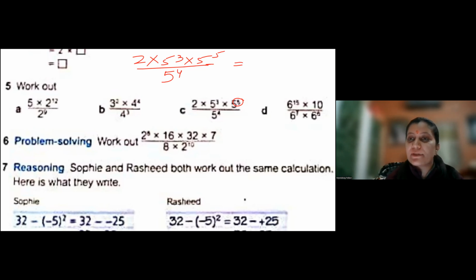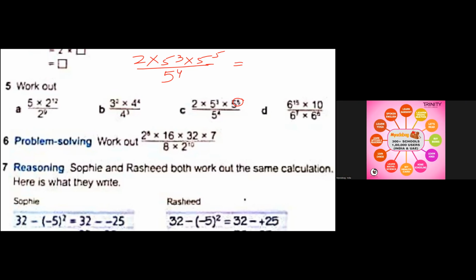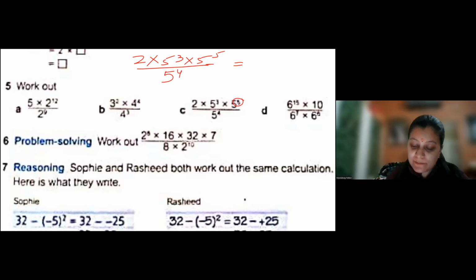Whichever bases you see the same, you solve them first. Add the powers or subtract the powers, whatever is the operation given. And then solve it with the other base, the different base that is there. So it becomes 5 to the power of 3 into 5 to the power of 5, and then divided by 5 to the power of 4, will it be like that? Yes, correct.